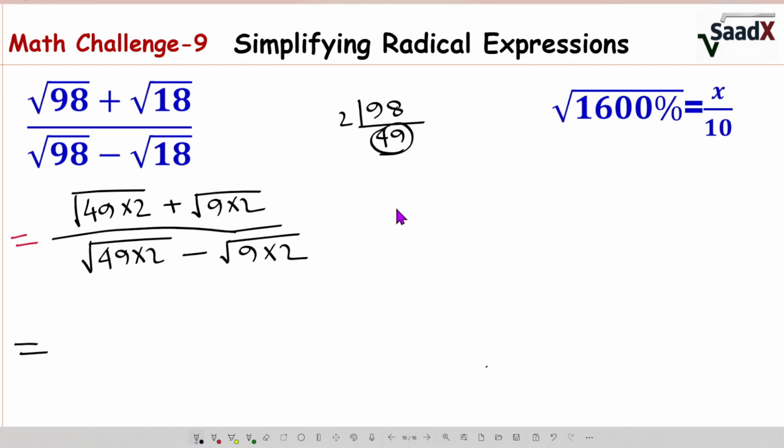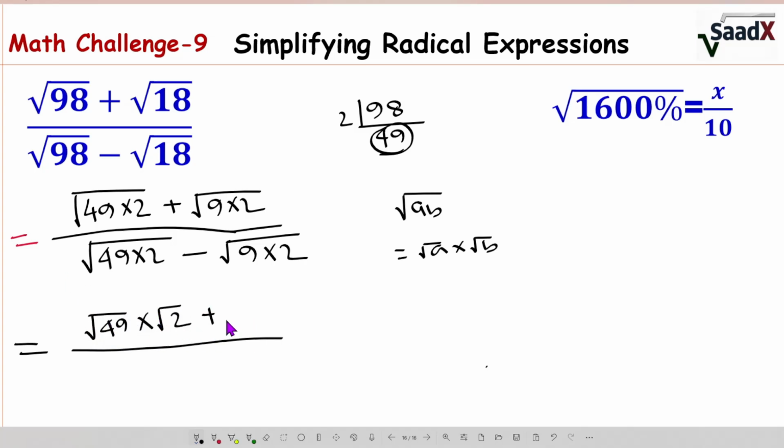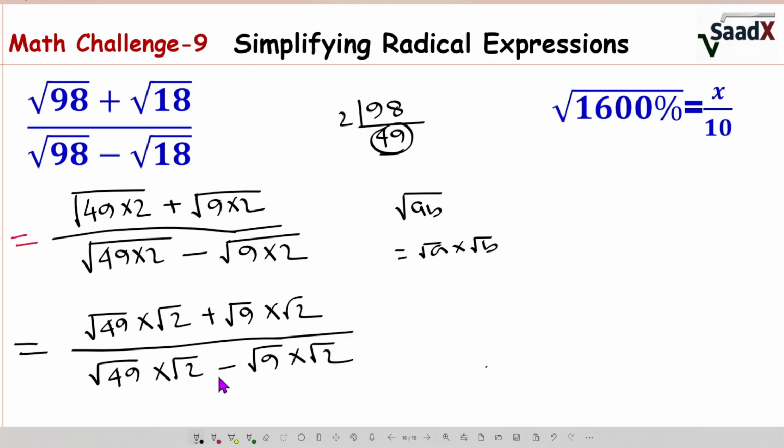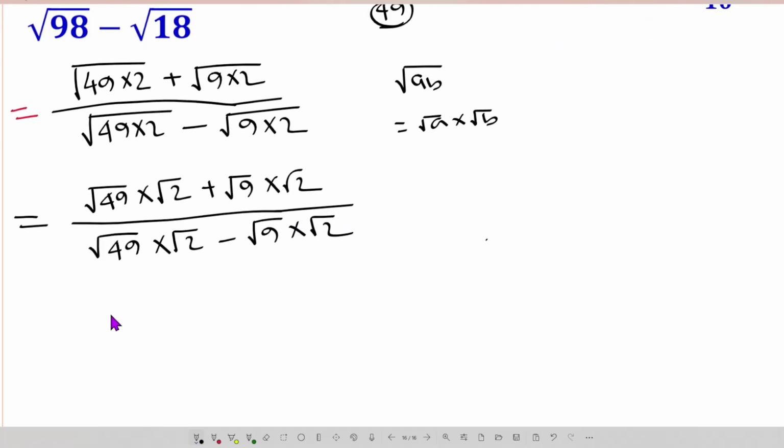Now look, we know root AB we can write as root A times root B, so this one is root 49 times root 2 plus root 9 times root 2. Similarly, root 49 times root 2 minus root 9 times root 2, okay. We are trying to find the result step by step, no need for any confusion.